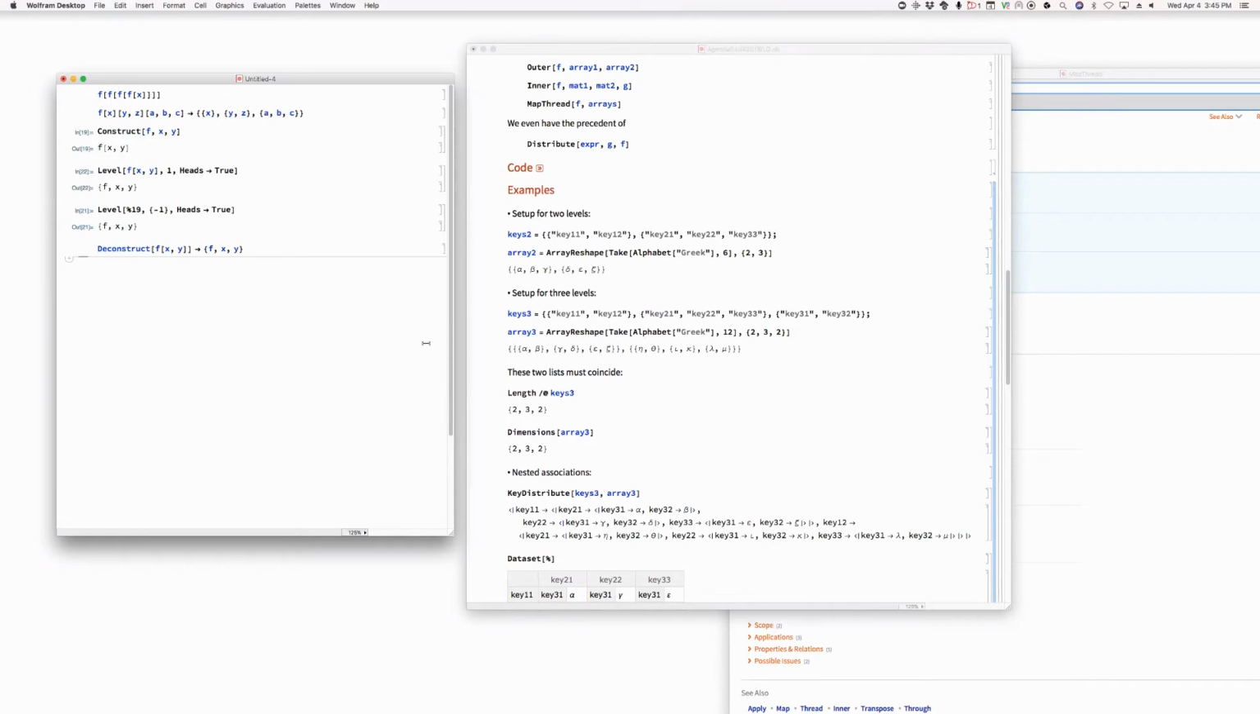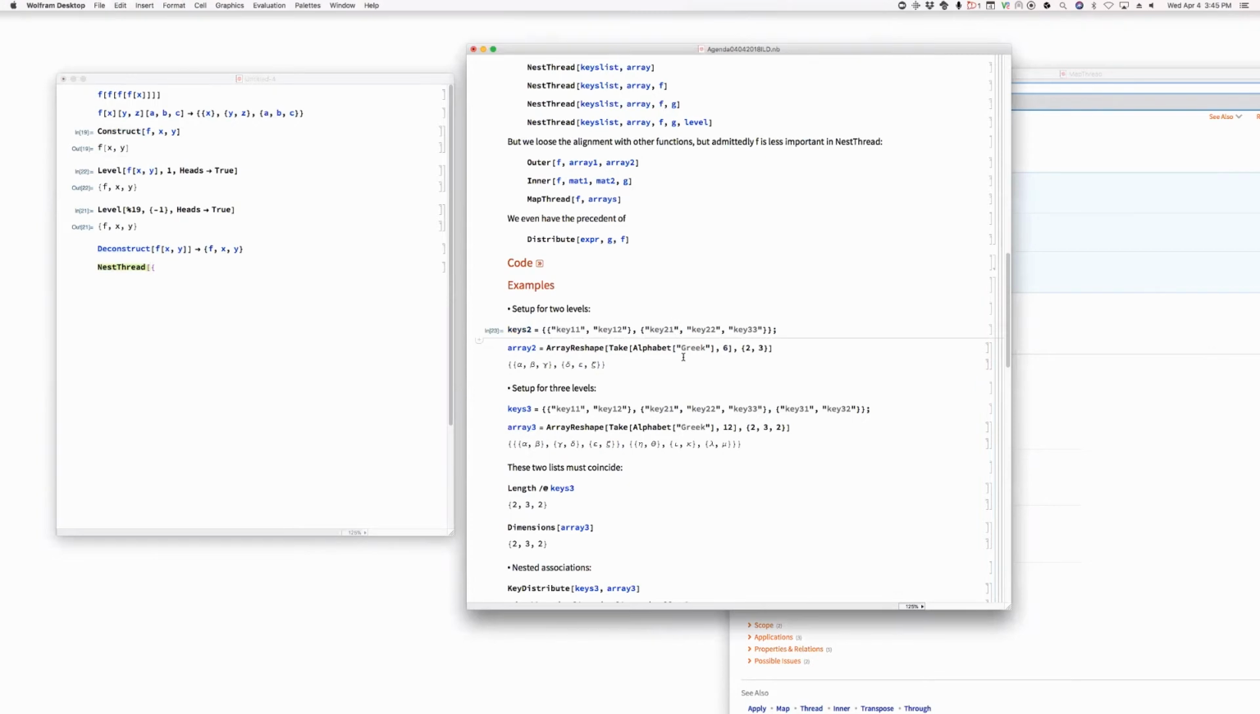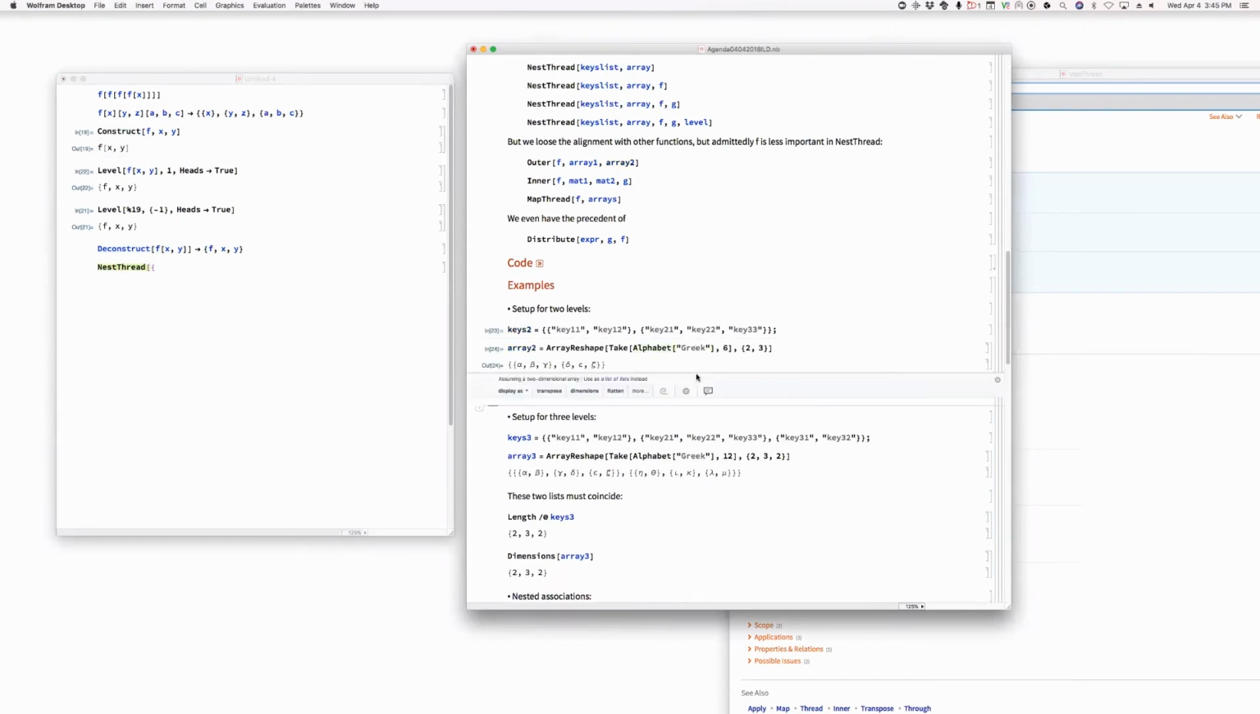Okay, let's go back to what we're talking about here. So what you've implemented under nest thread, is that right? Yes. Tell me what it does again. So if you run the examples at the beginning of the section, I have an example of level 2 and an example of level 3. Okay, but let me be not so obscure. Let's start off with level 1.